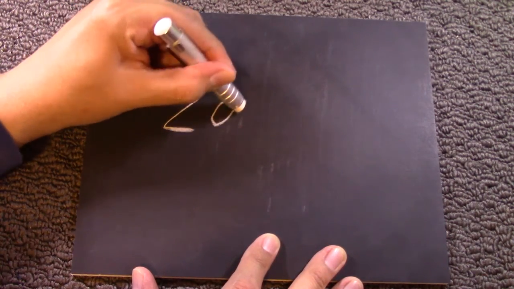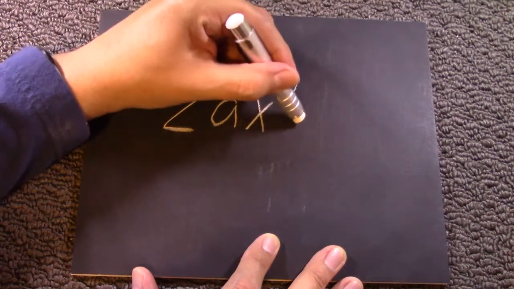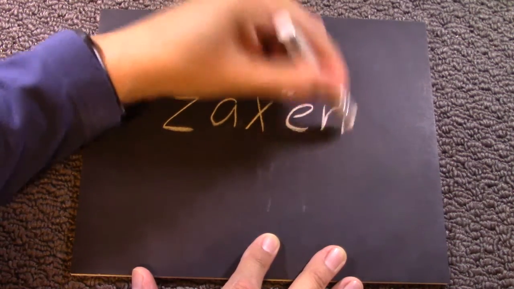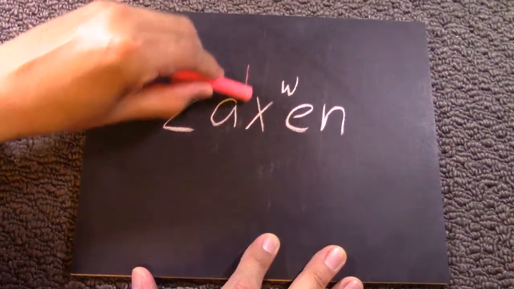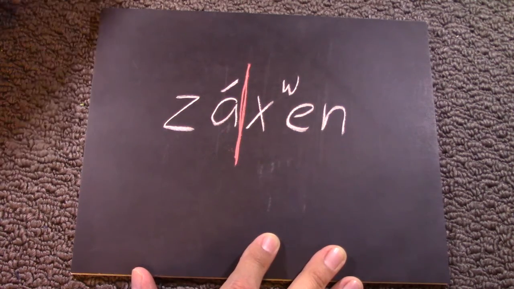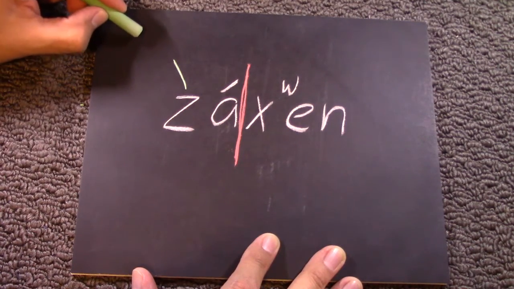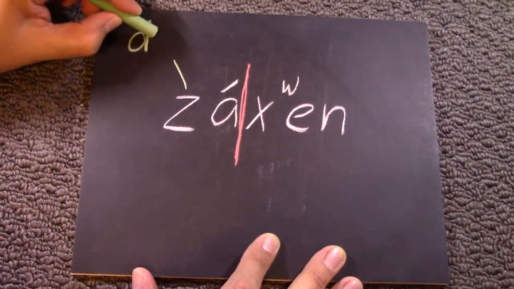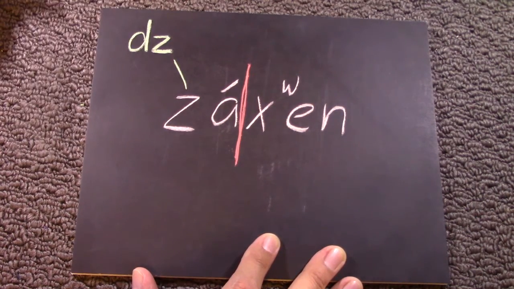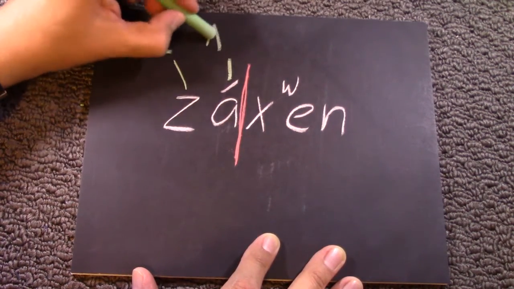Now we'll do a linguistic breakdown of the word. So we have a Z, A, X, a small W, E, N, and we're going to separate the syllables. And we're also going to place a small slanted line over the A in the word. So Z sounds like dz. So we have kind of a D in front of it. Dz. Then we have the A. So we have an acute accent over top of the A.